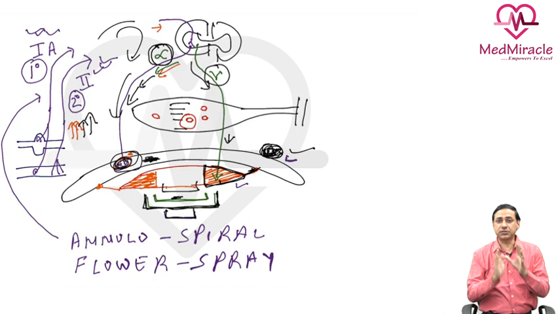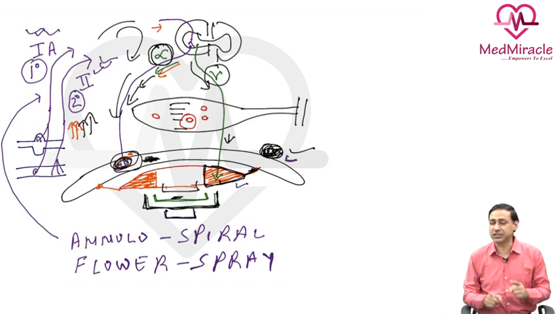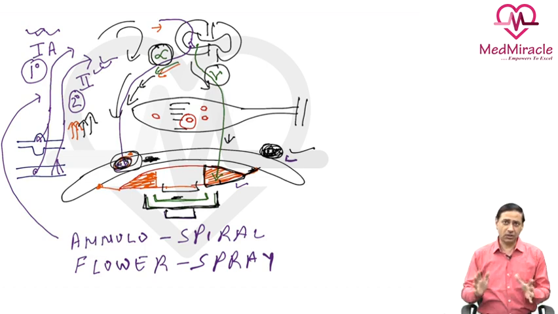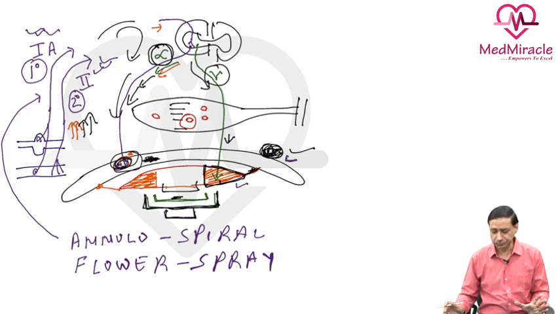Without simultaneous stimulation of the gamma motor neuron, muscle will not contract. Stretch reflex will not let you contract the muscle. So all the voluntary contractions are because of alpha gamma coactivation. Is it okay? Okay.